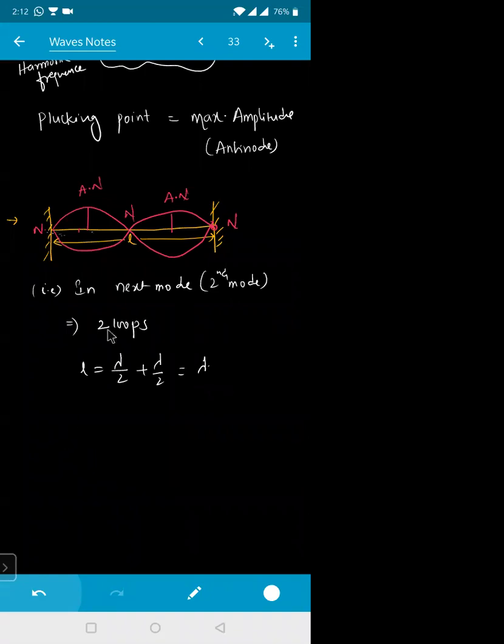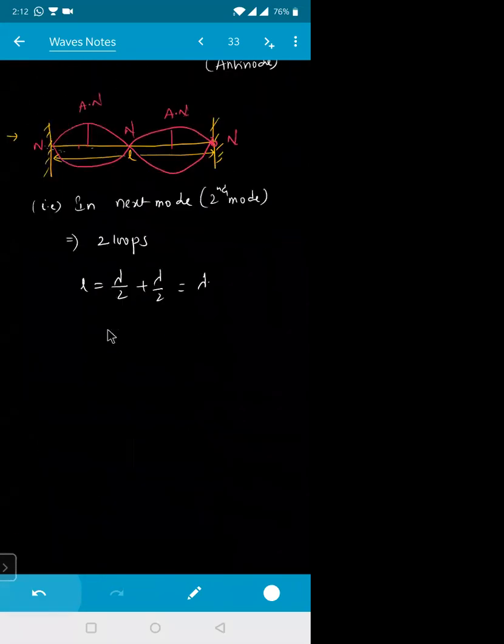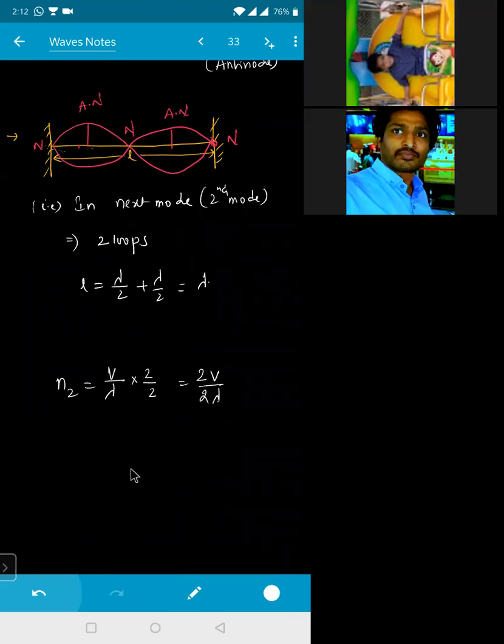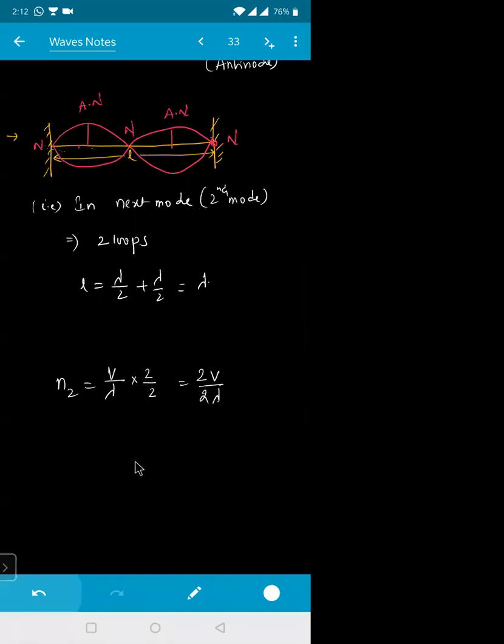N2 will be equal to how much for me? Right now I can write in terms of your N1. So here N2 will be equal to V by lambda. In order to write in the fundamental mode, I'm dividing and multiplying with 2. That means this will become 2V by 2 times lambda. So can I write N2 as V value, that is 2 by 2 times lambda? V will become under root of T by mu. Lambda is equal to how much for me? L only. So in place of lambda, can I write the value of L?